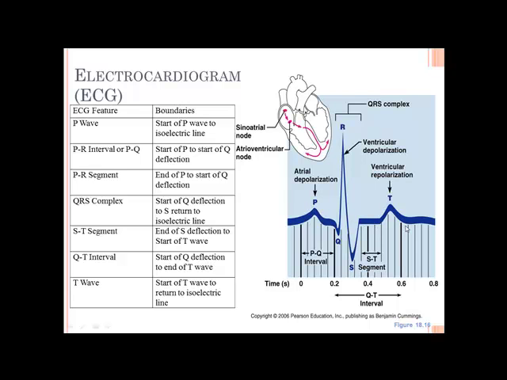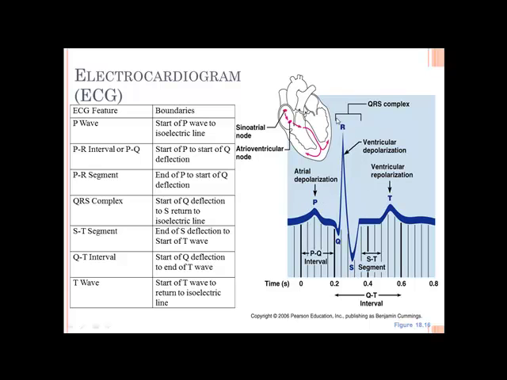So what's happening with each one of these? Our atrial depolarization occurs from the P wave. This is going to be the neural tissue depolarizing. It causes the atria to contract. Our atria are a thinner layer of muscle. They don't contract as hard as the ventricles, so they don't get as much electrical impulse.